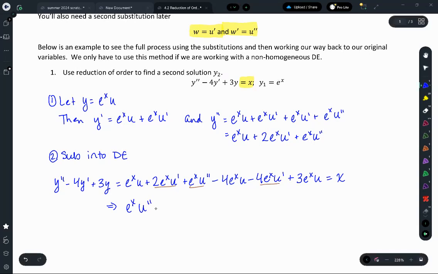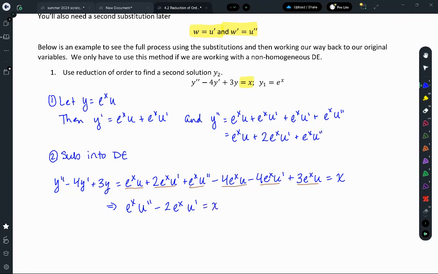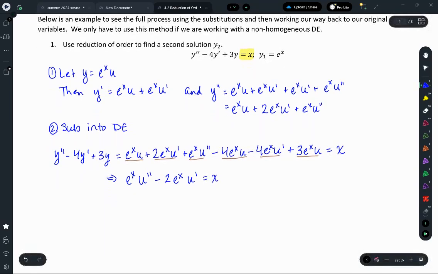So that's going to give me minus 2e to the x u prime. And then it looks like I have 1e to the x u, 3e to the x u, that's 4 of them, but then minus 4e to the x u. So nothing's left from that. And this is all equal to x. Okay. The next thing is that this is now completely simplified and there's nothing more we can do to it.